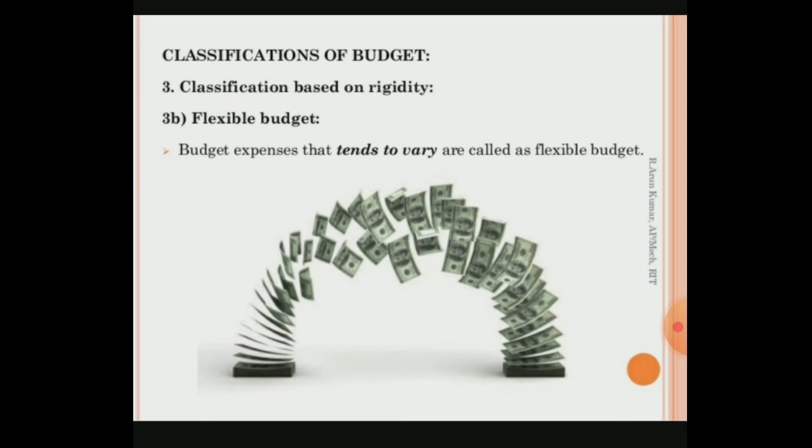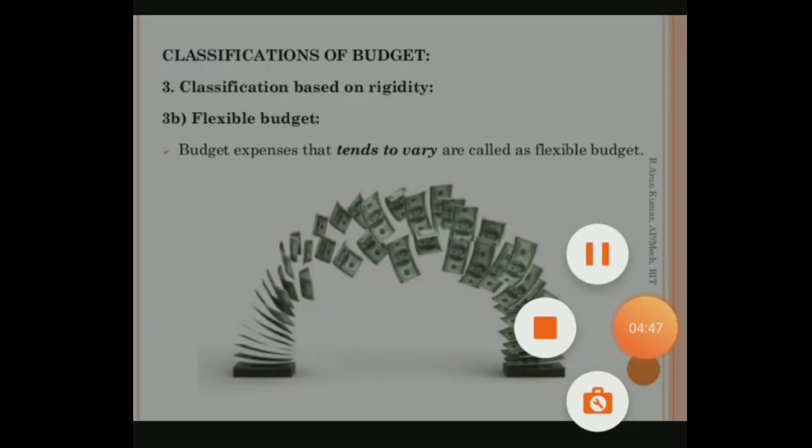Example, to produce 50 units, the labor cost is 1 lakh. If they increase to 80 units, the labor cost also will increase, that is 1 lakh 20. Again, if they increase to produce 100 units, again the labor cost also will increase. So based on output of an organization, the budgeted figures also will increase. It is called flexible budget.